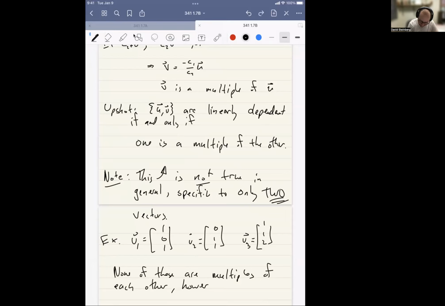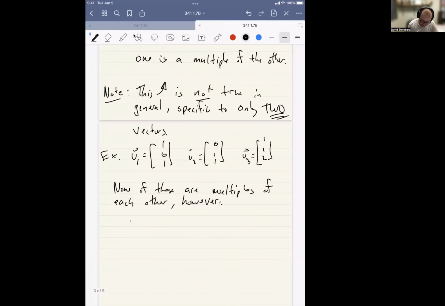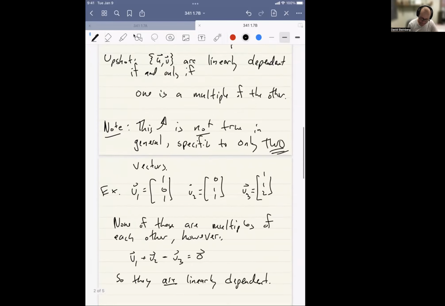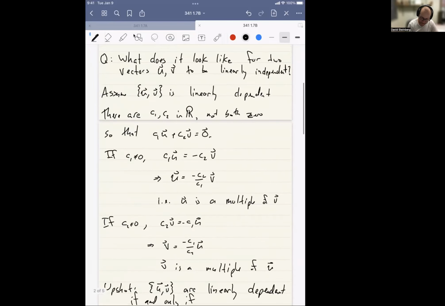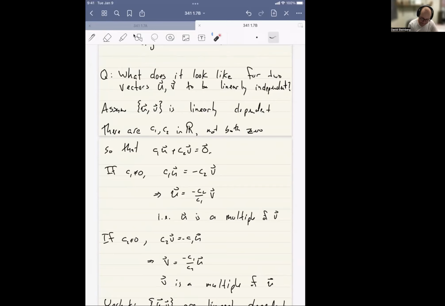However, we can see really quickly, if we take v1 and add v2 and subtract v3, we do in fact get the 0 vector. And so they are linearly dependent. Okay, so this characterization of linear dependence really did depend on there being two and not just any number of them.